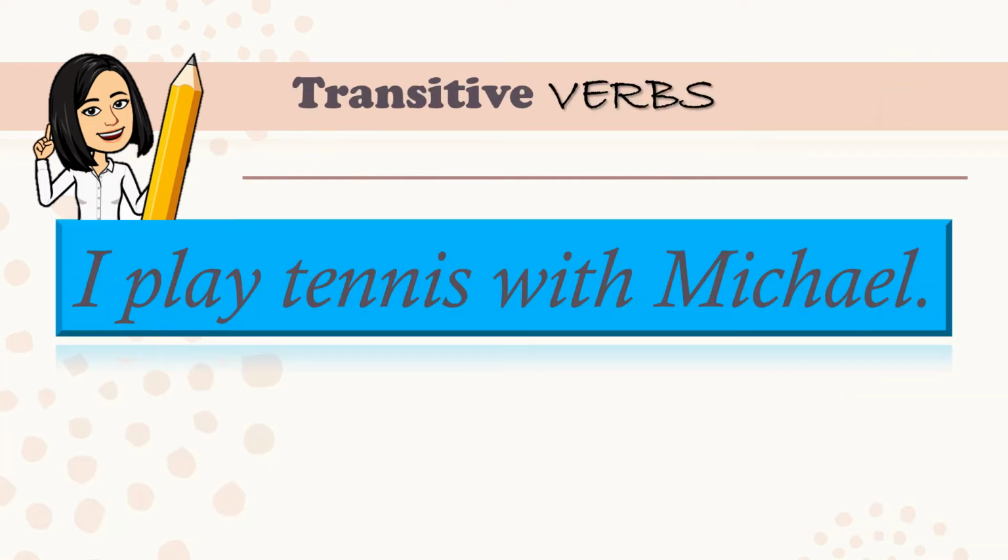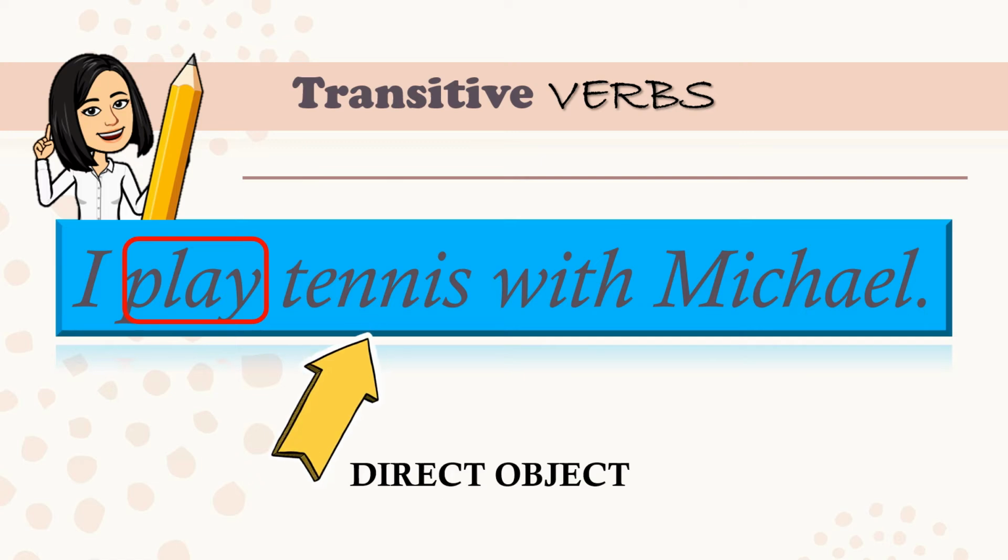Now, let's have more sentences. I played tennis with Michael. Play is the transitive verb because we have tennis as the direct object since it answers what do I play with Michael? Tennis.